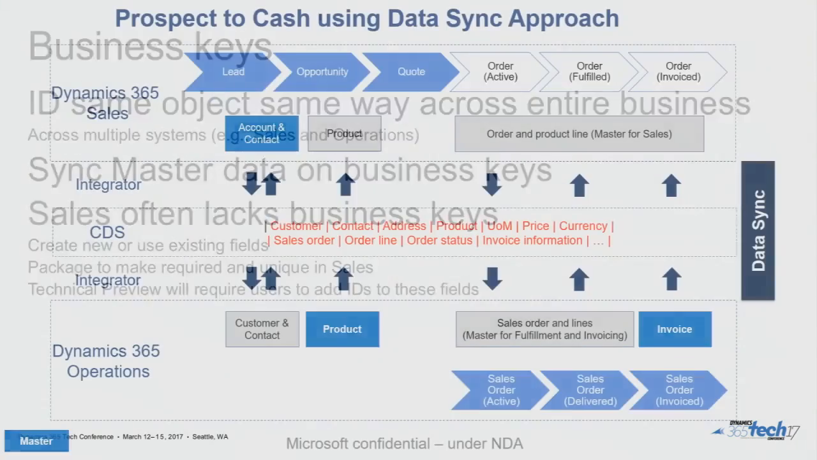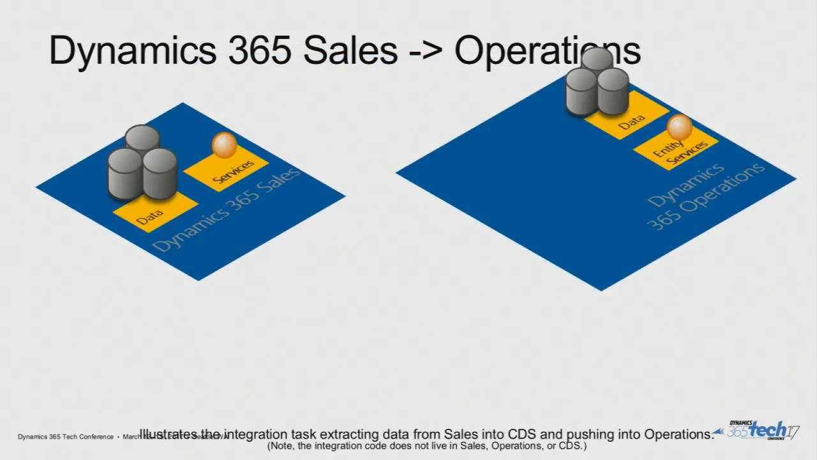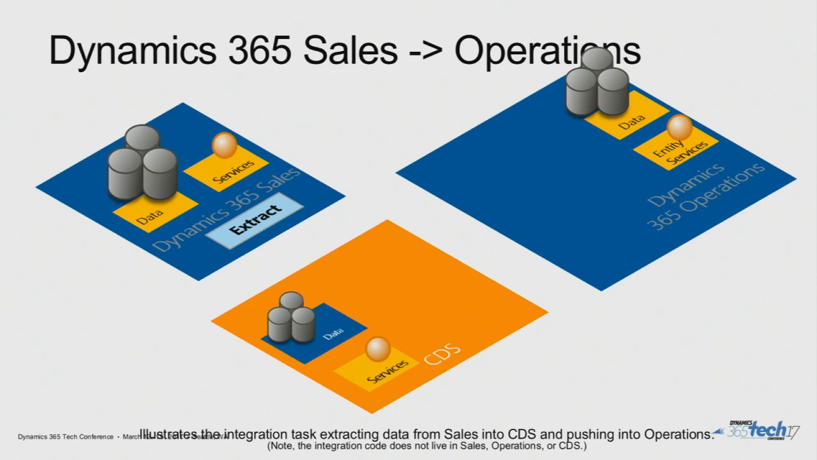All right. Now, how are we doing this? This is a simple little animation to highlight what we're doing. We'll extract the data out of, for instance, sales, and then we will land it in CDS. Now, we'll use something called the M engine.